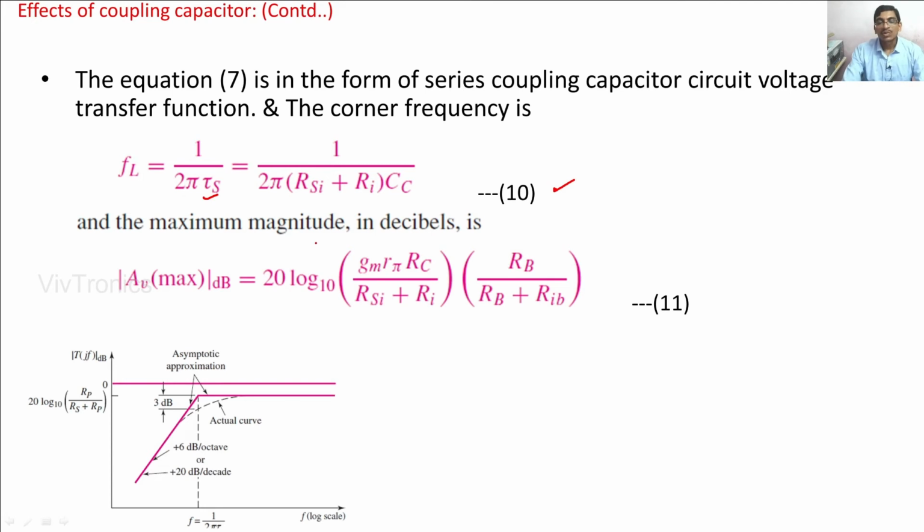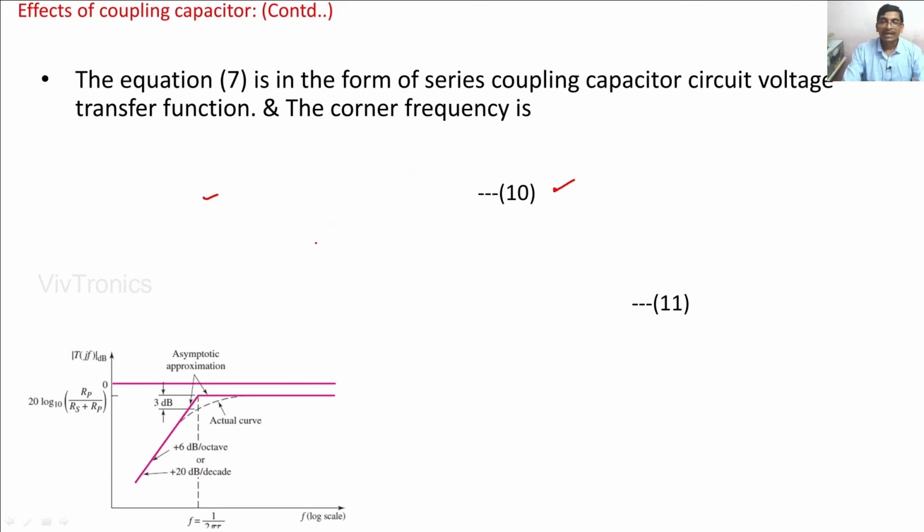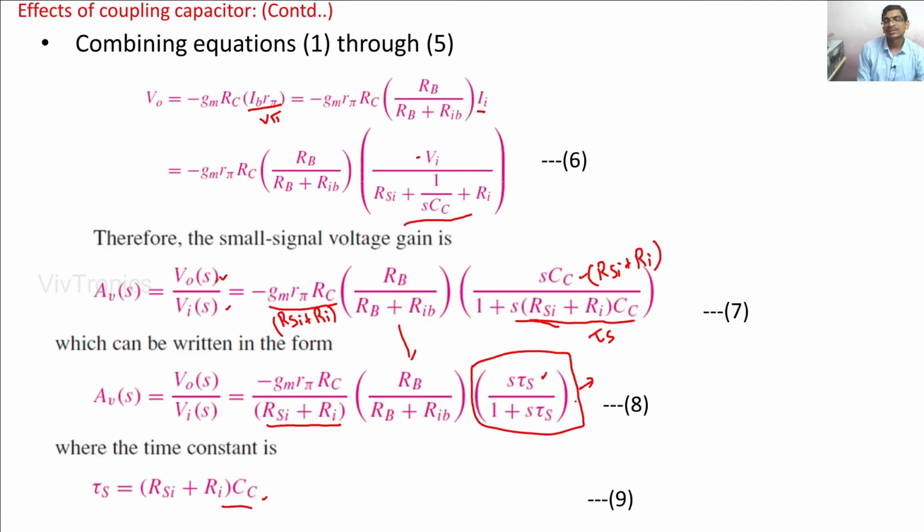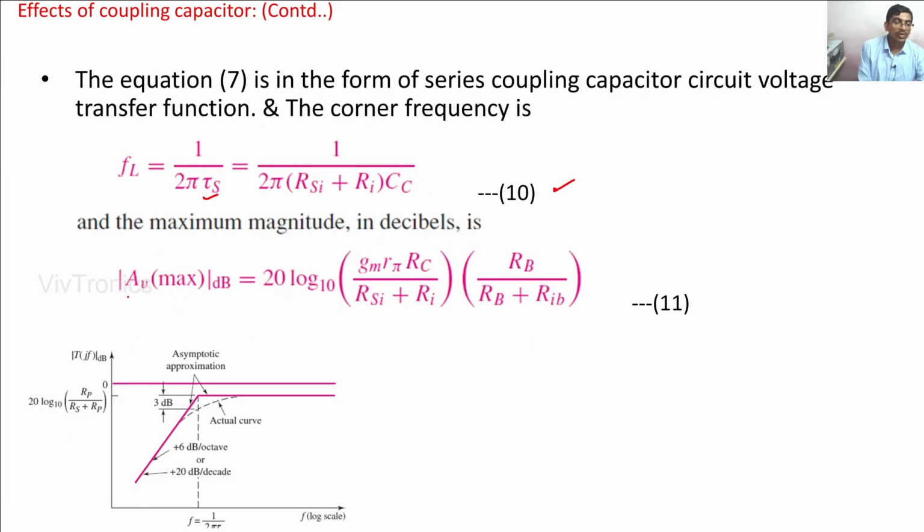Therefore, the maximum voltage gain of the circuit can be given by excluding this time constant term from the voltage gain equation. The maximum voltage gain is gm R pi into RC divided by RSI plus RI into RB by RB plus RIB, and the maximum voltage gain in decibels is the multiplication of this entire term by 20 log.